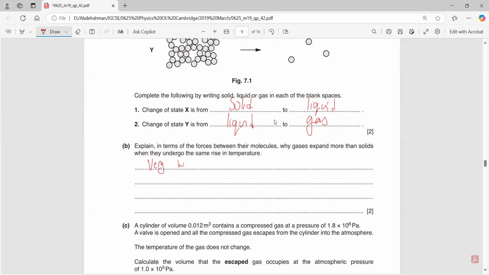Very weak forces between molecules, very weak intermolecular forces. You can also talk about the distances between the molecules. Gases have large distances between the molecules.